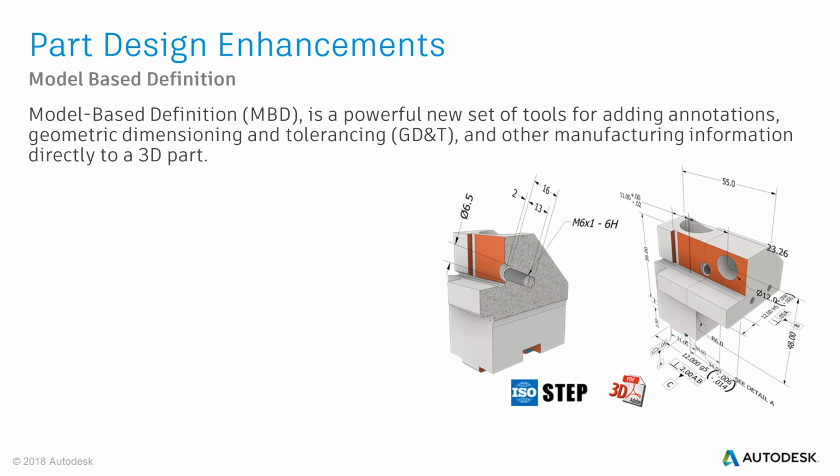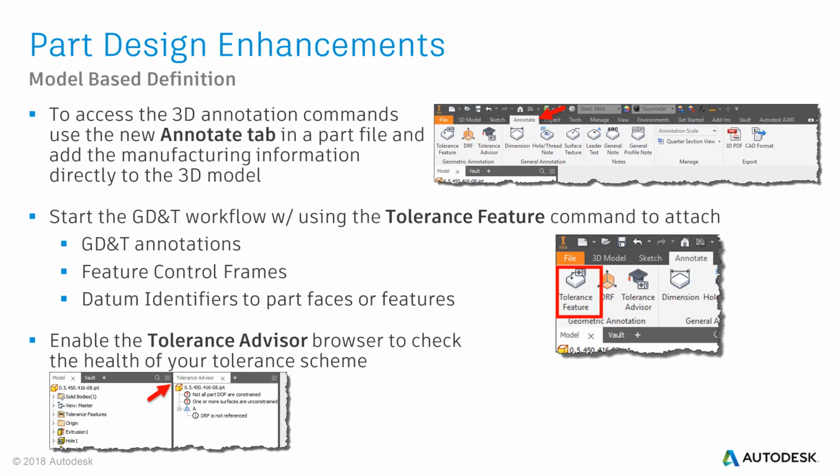In the following slides, I only give you a small overview of how you can access the model-based definition environment, how it looks while you are working with it, and where you can get a deeper start into this topic. Let's start with how you can get access to the model-based definition environment. Once you've entered an IPT, you should look for the Annotate tab. On that tab, you find all necessary commands to add manufacturing information to your model.